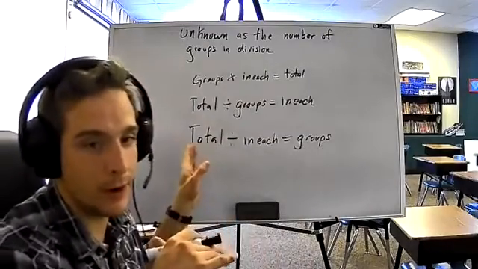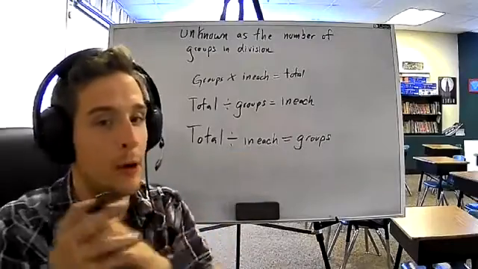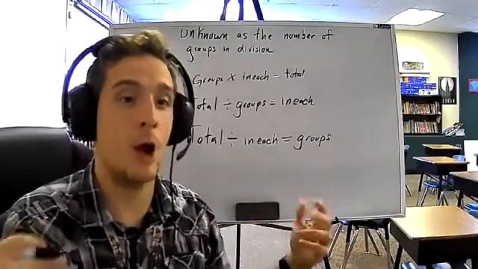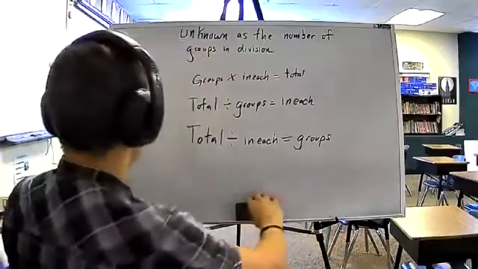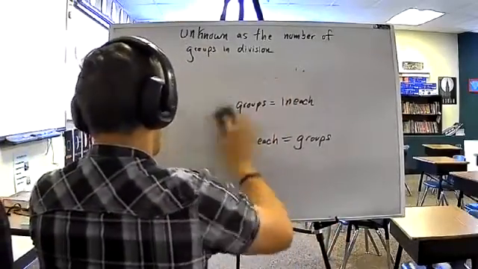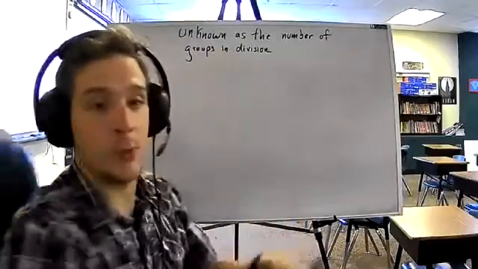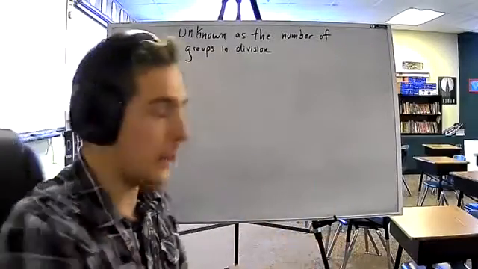So we're going to be talking about how if I have a total, and I know how many are in each group, I'm going to split them into those groups to find out how many groups I have. So we'll go ahead and jump straight into that. And I'll use a similar problem as yesterday as an example, just so we can get into the flow and the idea of this.